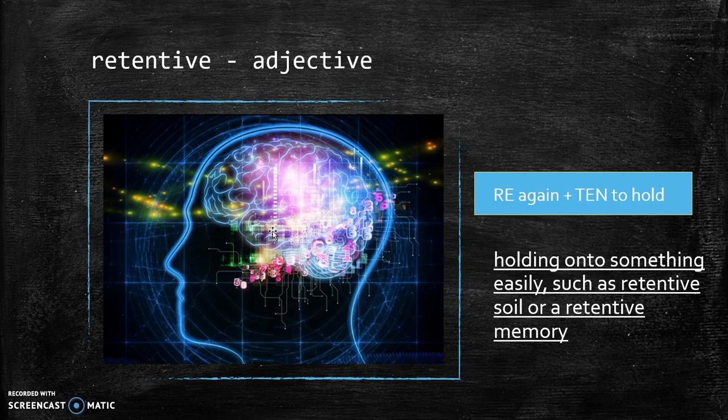Next we have retentive, which is an adjective from the roots re meaning again and ten meaning to hold, so to hold on to again. The actual definition is holding on to something easily, such as retentive soil or a retentive memory. So I have a brain here, that's my retentive memory, right? Easy to remember things. I hold on to those memories easily. A retentive soil might hold on to water or moisture easily, making it really good for plants that need water, right?